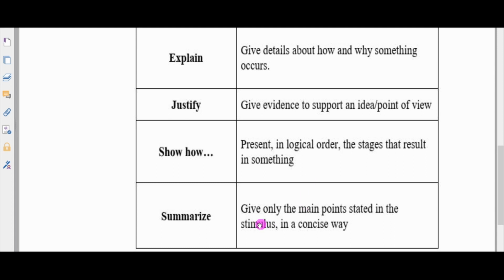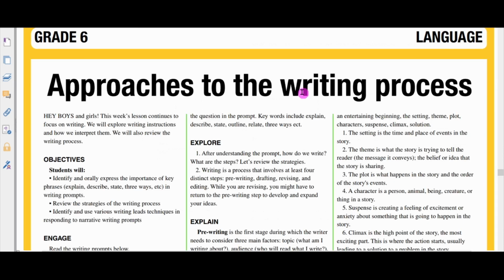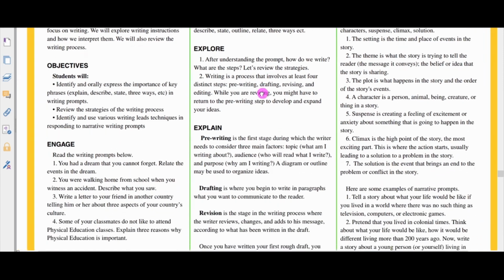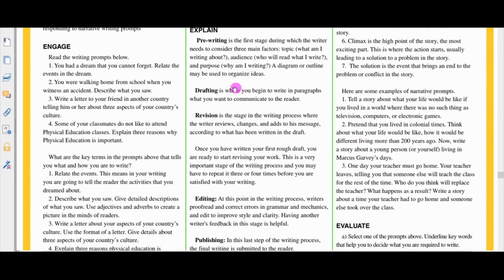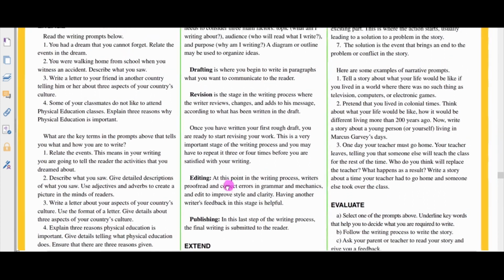And to summarize means to give only the main points stated in the stimulus in a concise way. So if we're asked to summarize, we're not going to give all of the supporting details. So in this episode, we looked at approaches to the writing process. Please remember that writing is a process that includes pre-writing, drafting, revising, editing, and publishing.